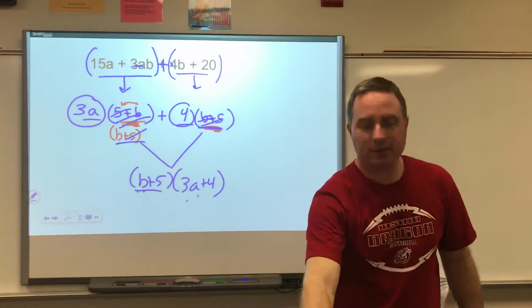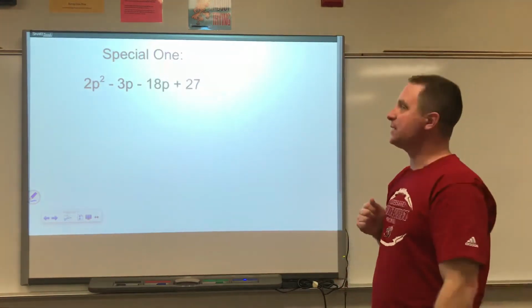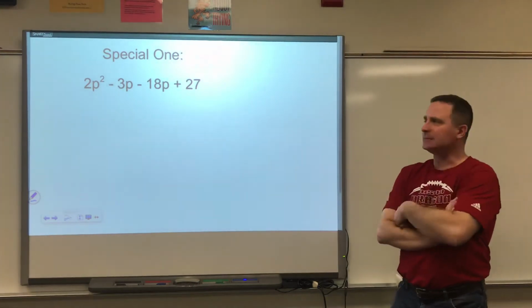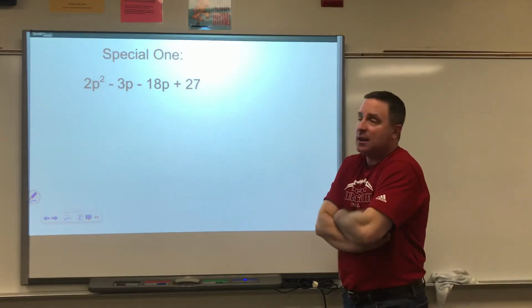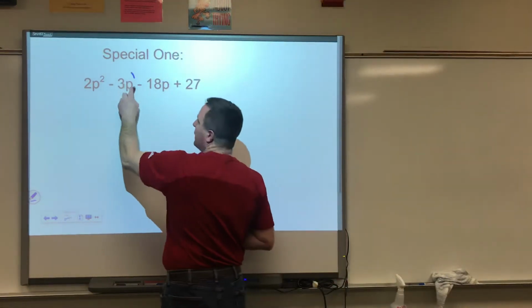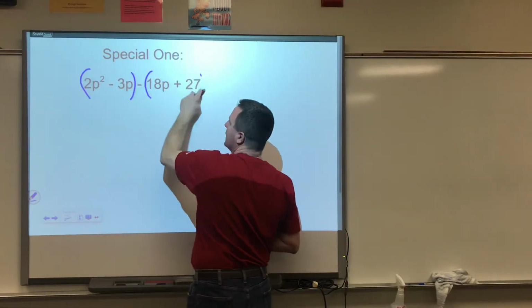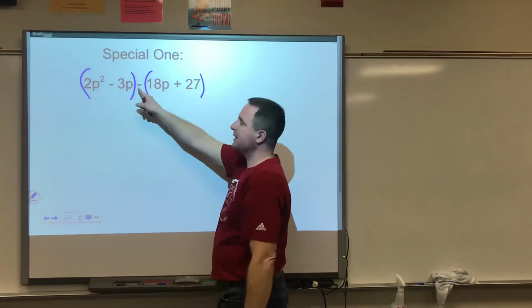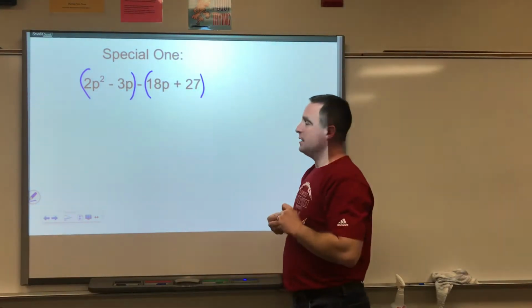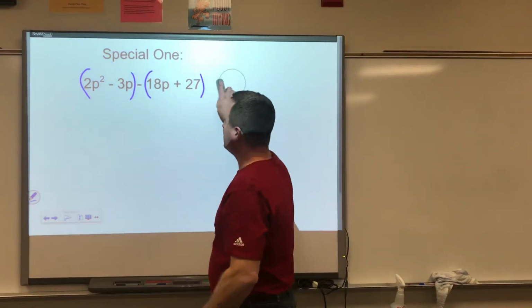Okay, let's try one more of these. This one's a special one. Now, what's special about this? It doesn't look any special. There are 4 terms. What I want to point out is, if I group these in parentheses like this, I want you to notice what sign is in between them now. There's a minus sign. And that's what's special. I want to show you how that makes a difference here.